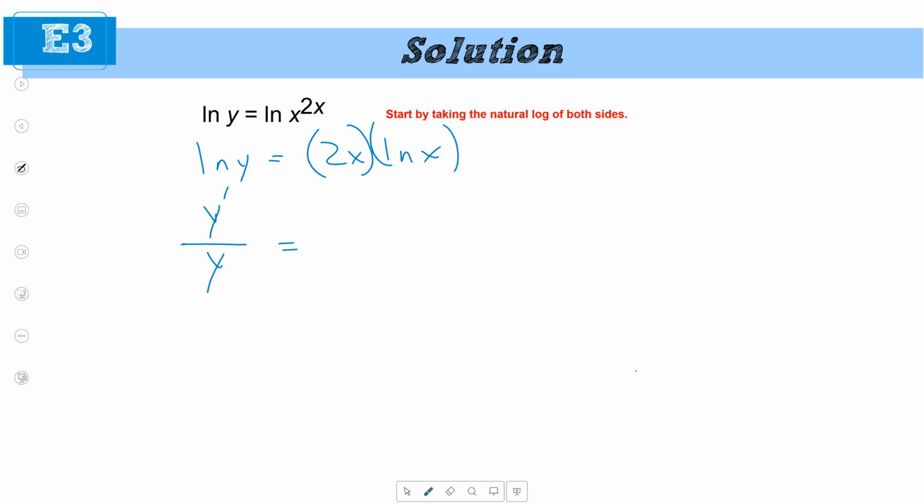That y prime over y will always happen. It doesn't matter what you're taking the derivative of the natural log of, it's always going to be u prime over u, in this case y prime over y. You can see where this is going now. Product rule, 2 times the natural log of x plus 2x times 1 over x, which is 2 times the natural log of x plus 2. Did I lose anybody? Are we good? We're good? Okay.